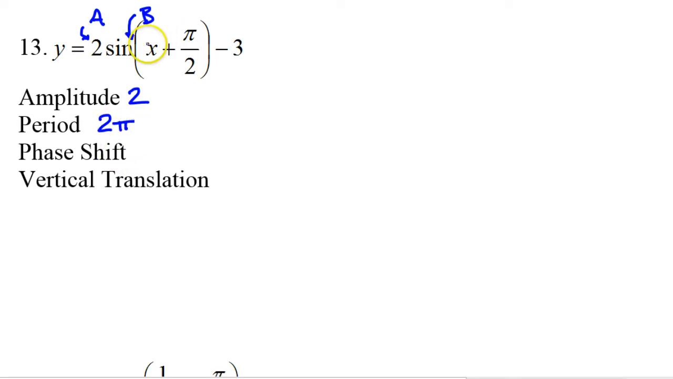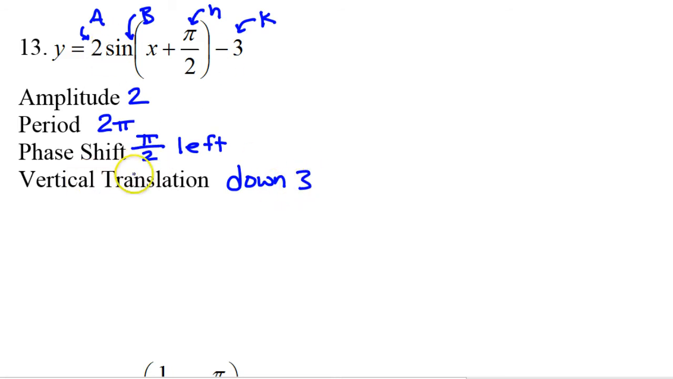Phase shift. In the absence of a B value, you don't have to worry about factoring it out or anything, so you can just look right here. This is my H value, and the H value tells you the phase shift. It's the opposite direction from what you might think, so it is going to be a phase shift of pi over 2. But plus pi over 2 is pi over 2 to the left. Now this problem has a K value, and the K value tells you the vertical translation. So minus 3 is a vertical translation of down 3.